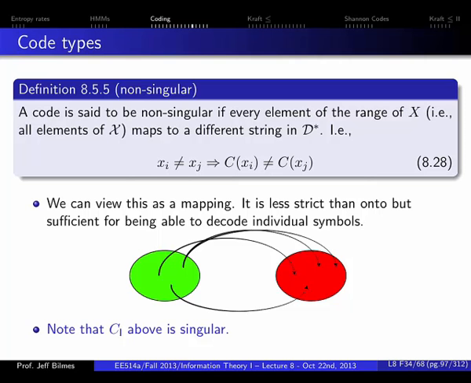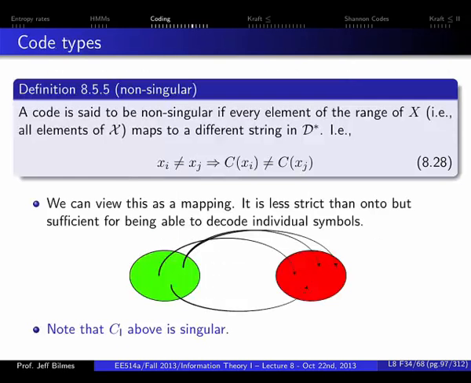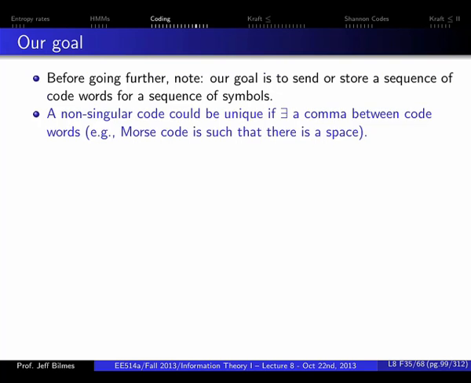So C1, the first code that we saw, was singular. Right? It was a singular code. What about C2, C3, and C4? Maybe I have this table again. Do you remember? We'll look at this again. Yeah, so C2, 3, and 4 were not singular, but some of them had other problems.